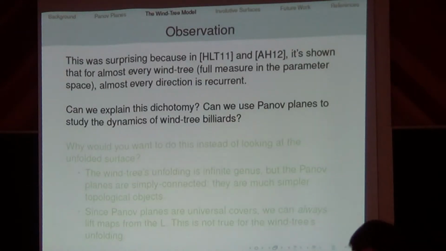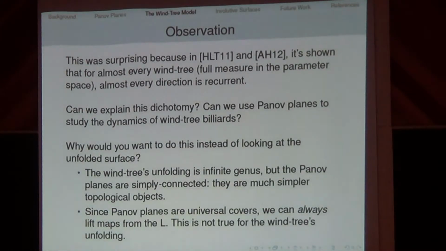So we wanted to know what was going on. And one of the reasons this was really surprising for us was that when we started doing this, these papers of Hubert, Leliévre, Trubetskoy, and then later Avila and Hubert had just come out showing that wind tree models are generally recurrent. They like to be recurrent. And here we have this thing that's escaping. So we wanted to know if we could explain this dichotomy of having dense trajectories in the Panov plane and, for the exact same setup, having escaping trajectories in the wind tree model. And more generally, can you use those Panov planes to study the dynamics of things in the wind tree?